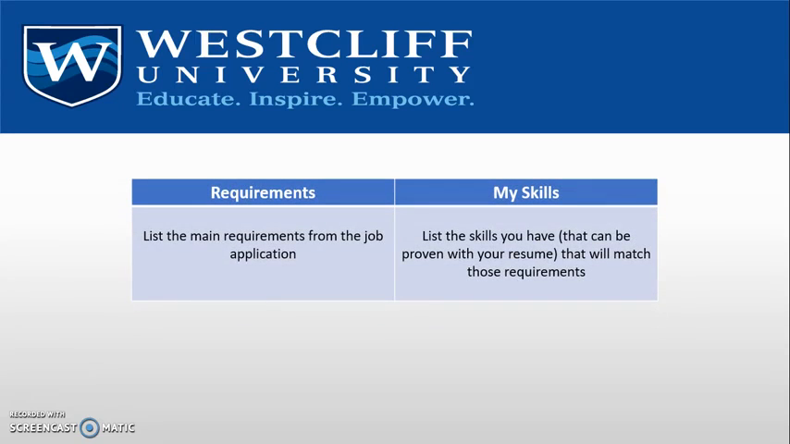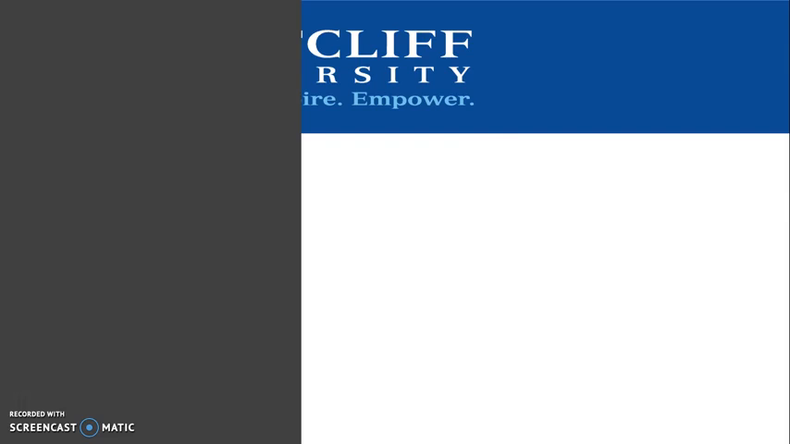Now, before going any further, I think the best thing to do before you sit down to write is to create a table like this for yourself. One side requirements, one side your skills. In the requirements section, you'd want to read very carefully through the job posting and look at what the main requirements for that job are. List them there. Then look through your resume and identify the skills that you have that would match those requirements. So you're looking for skills that you can prove through your resume. This is a great place to start so you can see what you want to highlight in your letter of application.